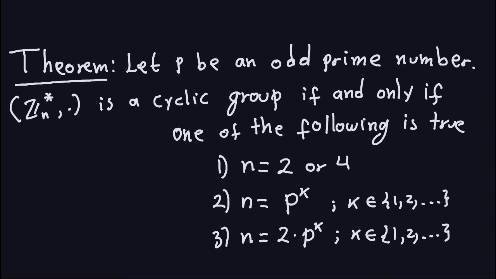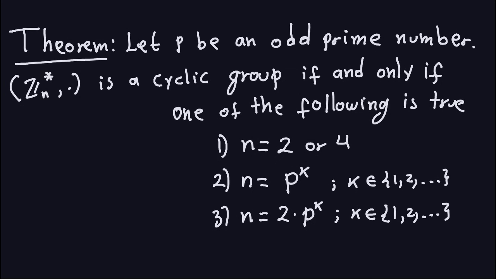This theorem says, if I have a p that is an odd prime number, this group is going to be cyclic. And remember, cyclic means that all the elements of Zn star can be obtained from powers of one single element. So this will be alpha to the 0, alpha to the 1, alpha to the 2, and so on. Now, when is this group cyclic? So this here is the criterion to check whether or not this group is cyclic.